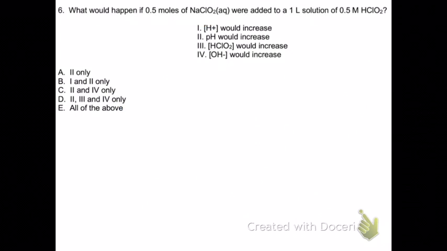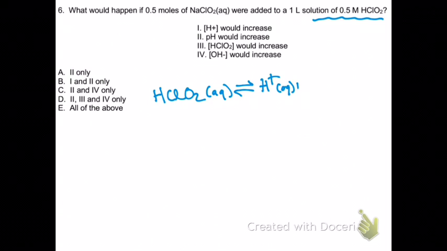In this problem, we're trying to figure out what will happen if we add sodium chlorite to a solution of chlorous acid. So what I like to do whenever there's a question that says, what happens if you add this to that? Think about what's going on with our original solution. So chlorous acid, HClO2, is a weak acid. It's going to dissociate into H plus and ClO2 minus, chlorite.